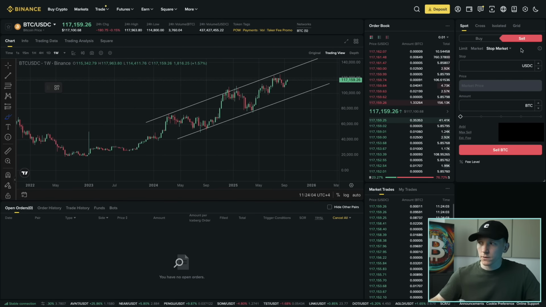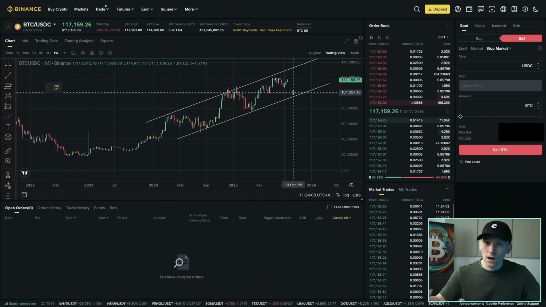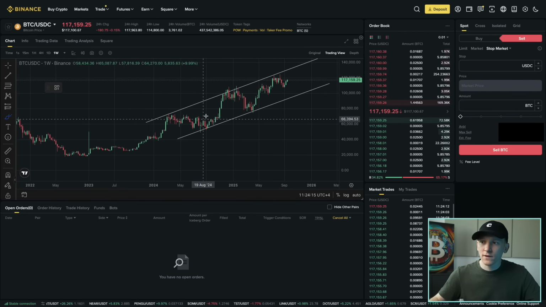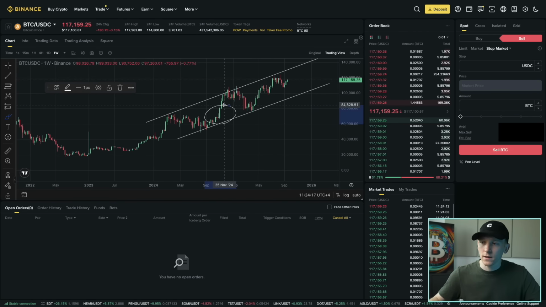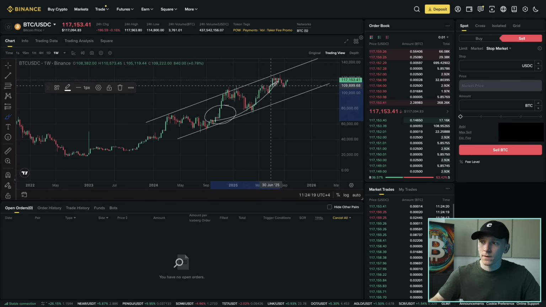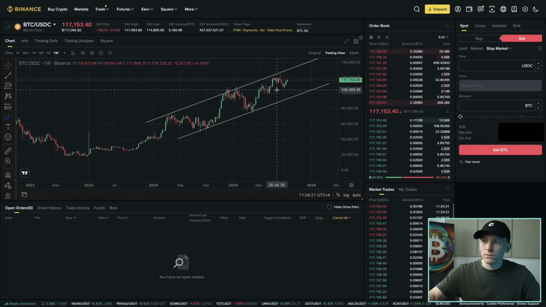With a stop order though, what we can do is choose a price to sell at below the current price. This is known as a stop loss. And you may think, why would I want to sell below the current price? Well, let's say that you bought Bitcoin at lower prices around here. And so you're sitting in a profit and you're looking to sell and take some profits.